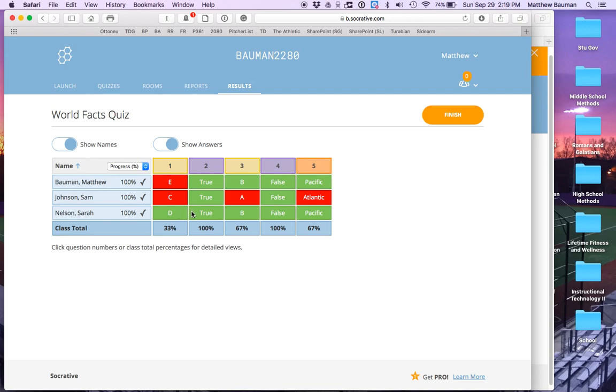The green answers are correct, while the red are incorrect, and so the teacher can quickly see who is understanding the material and who is not. This allows for easy follow-up with each student and to help them understand what they need to work on.